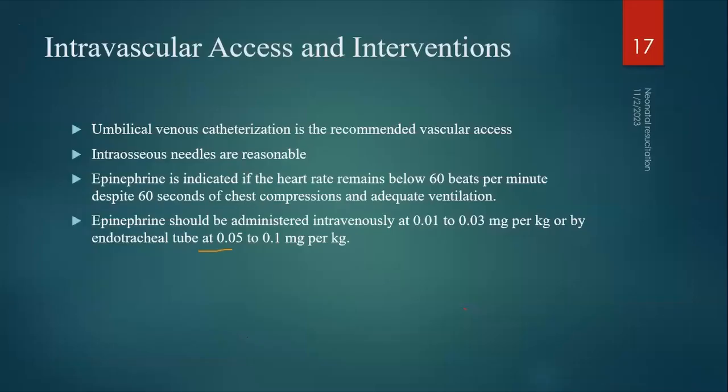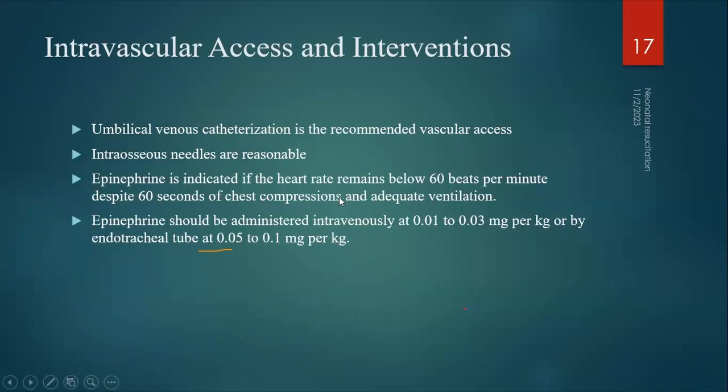Now, intravascular access. After initiation of compression, continuing compression with ventilation, if the child is not responding to chest compression and positive pressure ventilation, the next step is medication. So we need access for the intervention. Umbilical venous catheterization is the recommended route of access, but intraosseous needles are also possible. A peripheral line is also possible.